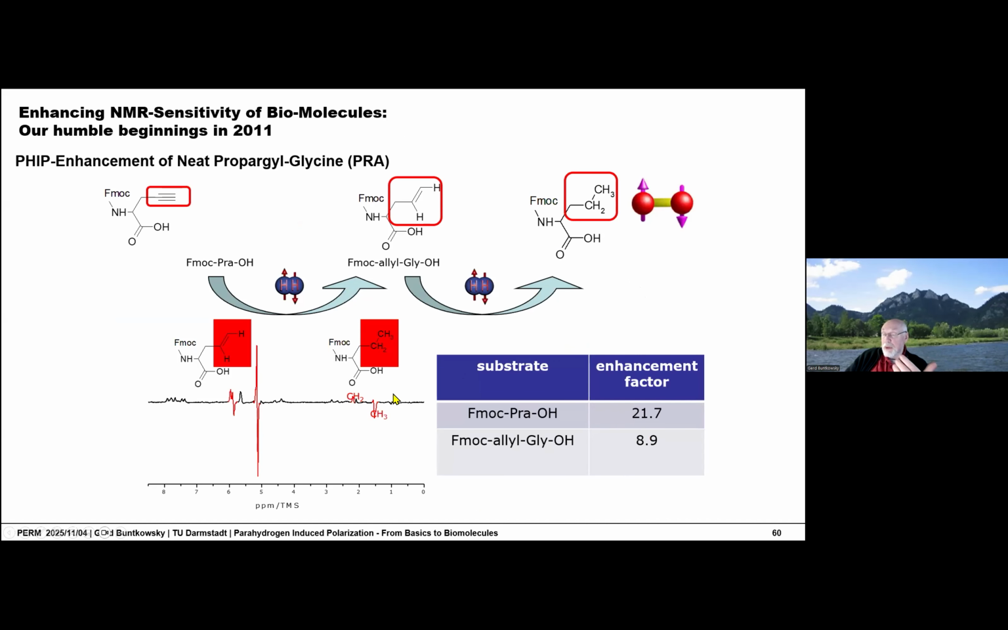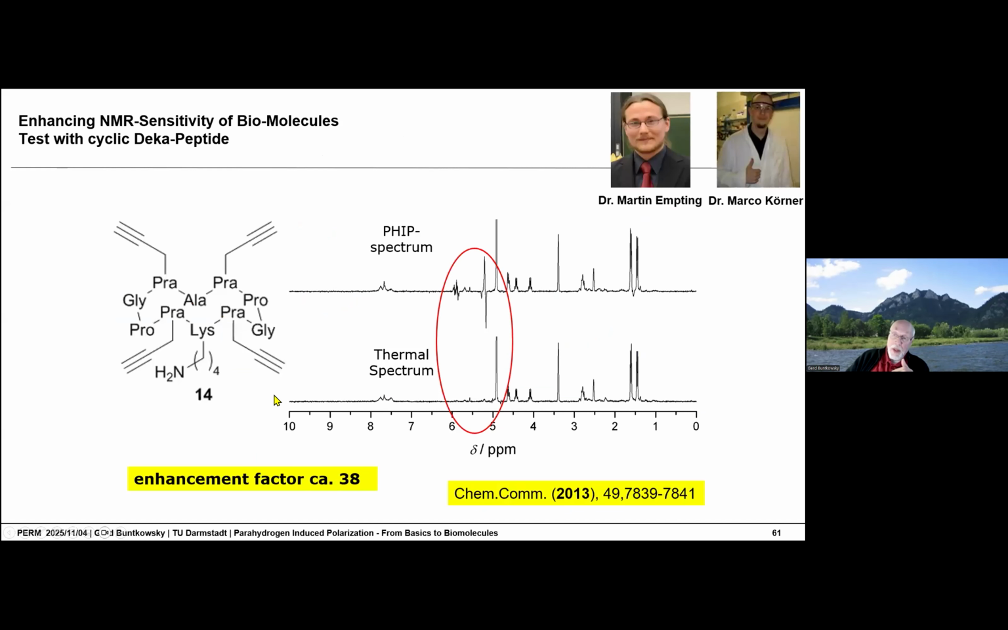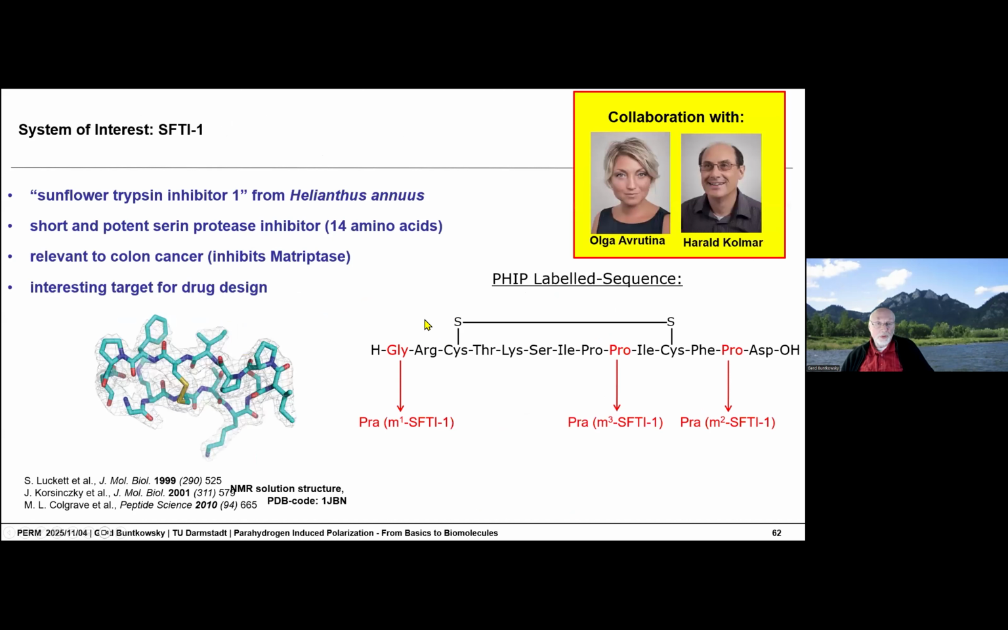When we started, our first results were pretty modest. We got enhancement factors of, say, 10 or 20. Then we started working with larger peptides, about 12 years ago. This was a decapeptide, and we already found an enhancement factor of about 40. Then we thought, okay, until now we've used toy systems. Now let's use a system which really has some biological function. So we started to collaborate with Harald Kolmer's group on the sunflower trypsin inhibitor number 1.